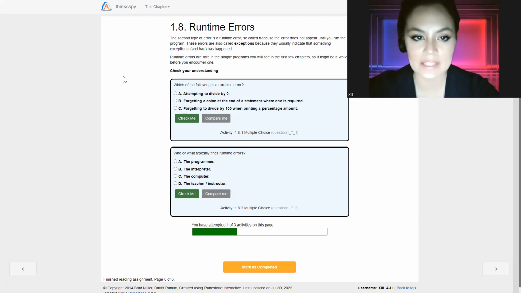Next, we have runtime errors. The second type of error is a runtime error, so called because the error does not appear until you run the program. These errors are also called exceptions because they usually indicate that something exceptional and bad has happened. Runtime errors are rare in the simple programs you will see in the first few chapters, so it might be a while before you encounter one.